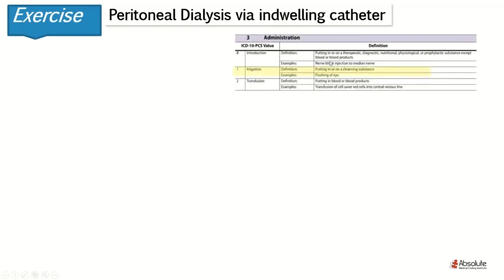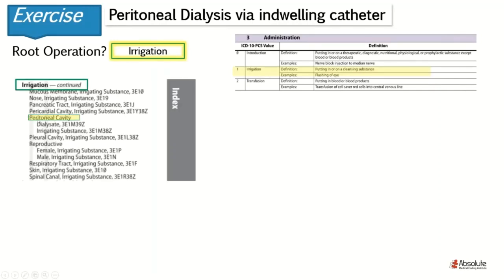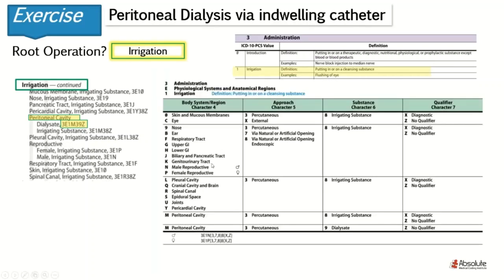I'm going to show you why the root operation is irrigation in a moment. But let's go ahead and look it up. The root operation, irrigation. Where? Peritoneal cavity. Yeah. Dialysate. That's what they're using to clean out that body part. And they give you the code 3E1M39Z. So let's go ahead and verify it on our tables. Our corresponding table, 3E1, administration. Physiological systems and anatomical regions, root operation irrigation, you're putting in or on a cleansing substance.